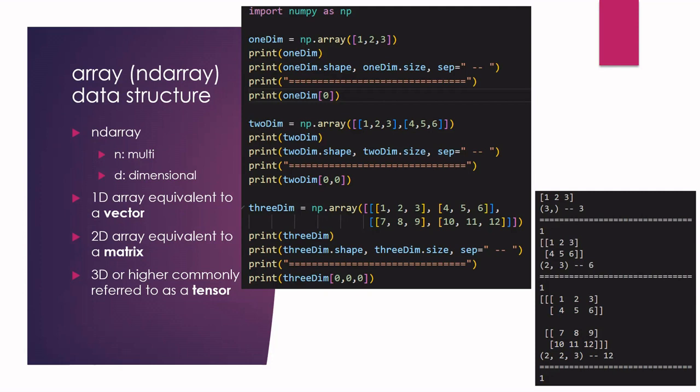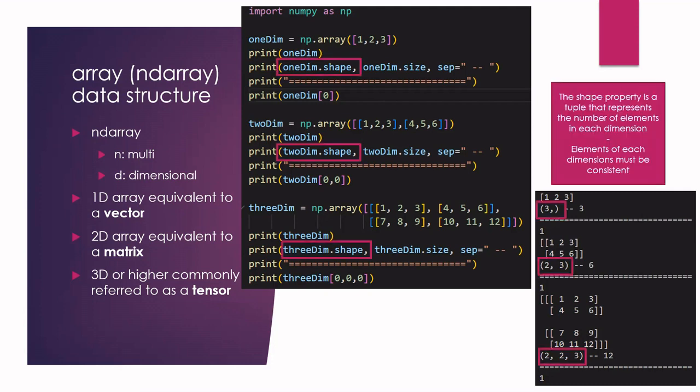Now here, in the simplest form, we can create a one-dimensional array based on a one-dimensional list. Okay. When you print it, the print statement would look like the list, but it is much more efficient. If you try to compare some operations on a list and an array, the array is much faster. Okay. A very important property in the array is the shape property.